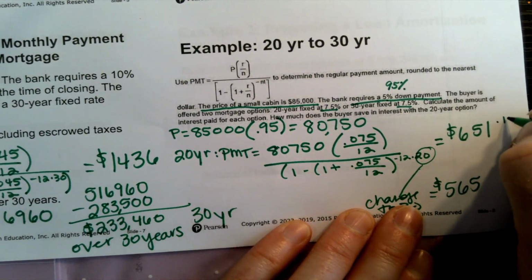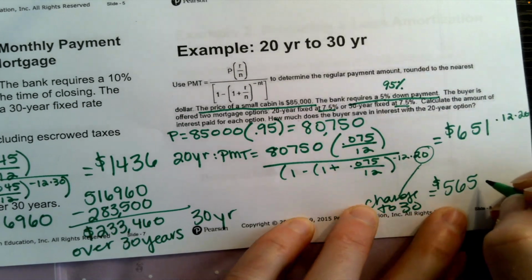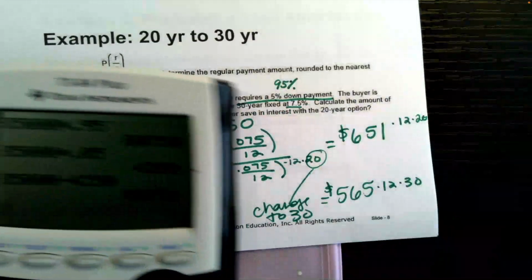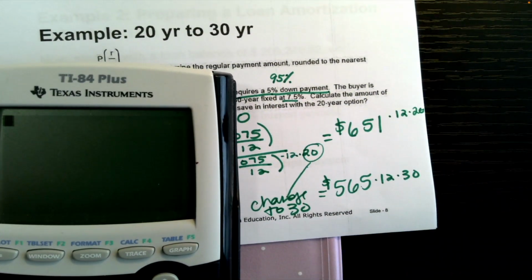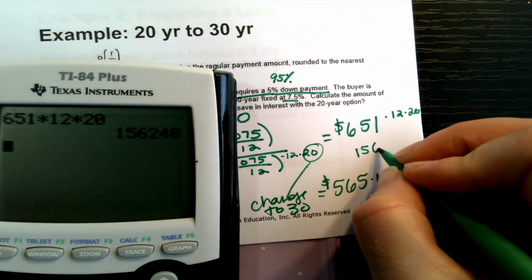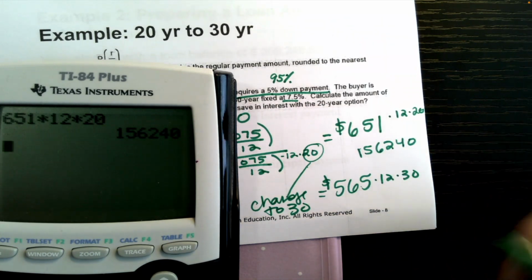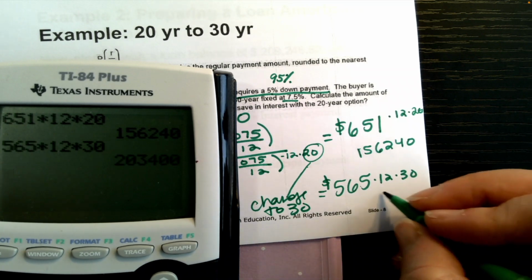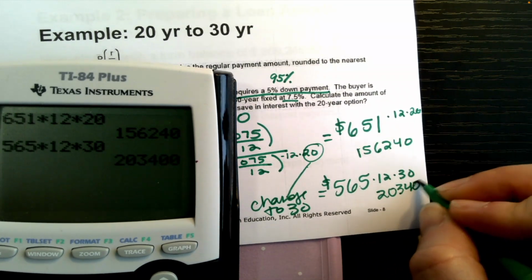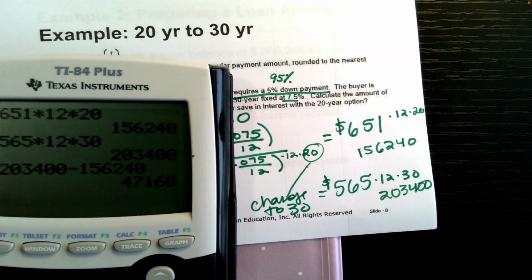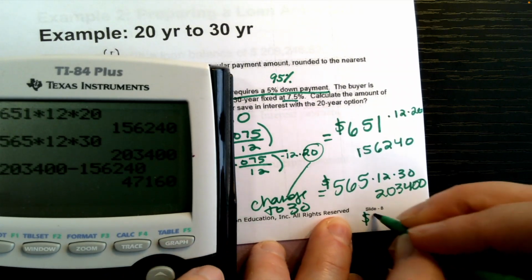So I'm going to multiply this times 12 times 20, and this times 12 times 30. 651 times 12 times 20 is 156,240 total amount paid. And then we can do 565 times 12 times 30, which is 203,400. If I subtract those, that'll find the difference. So $47,000 difference.